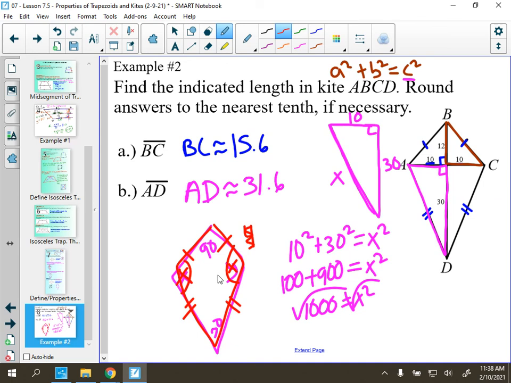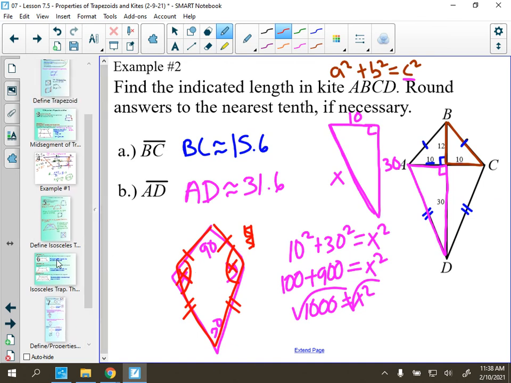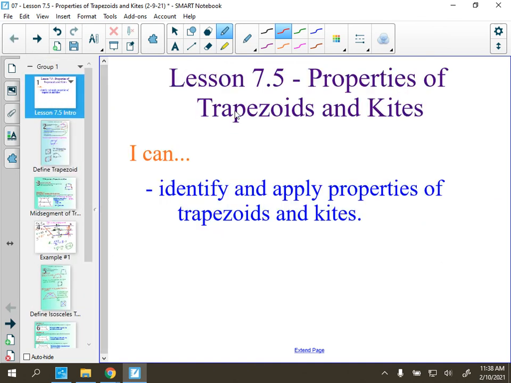So yeah, there's kites. All right. So I think that's pretty detailed. We went through properties of trapezoids, mid-segments of trapezoids, isosceles trapezoids, and then went through some properties of kites, all the properties of kites, and then looked at some maybe ways to apply them. So there you have it. Lesson 7.5 in the books, chapter 7 in the books. We'll call it there and say we're done.